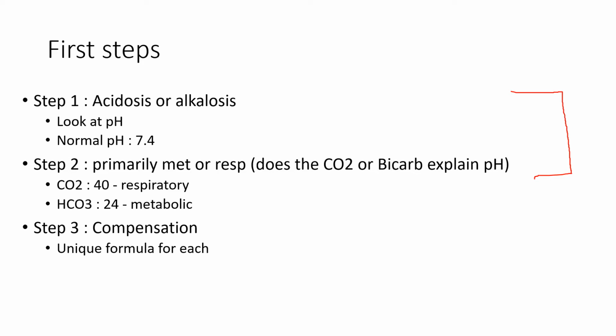The first is to determine if we have an acid or base condition. So are we acidosis or are we alkalosis? The normal pH is 7.4. So let's do two examples, a pH of 7.1 and a pH of 7.8. Here we have our acidosis condition and our alkalosis condition. Then we have to determine, is this metabolic or is this respiratory?